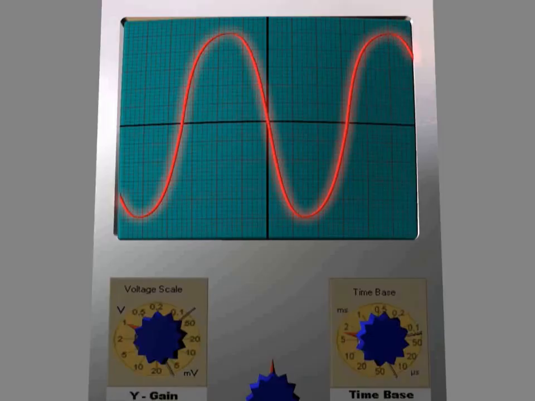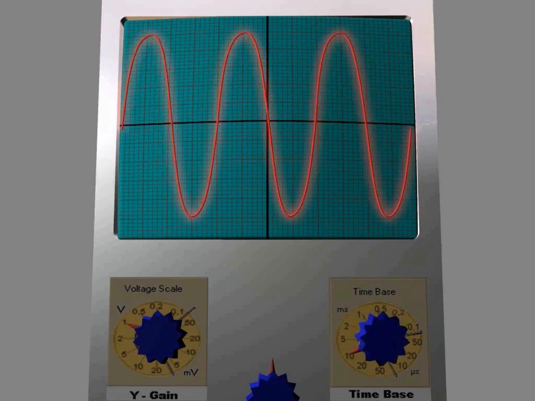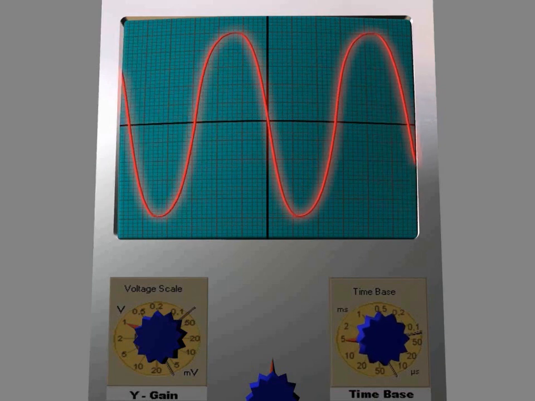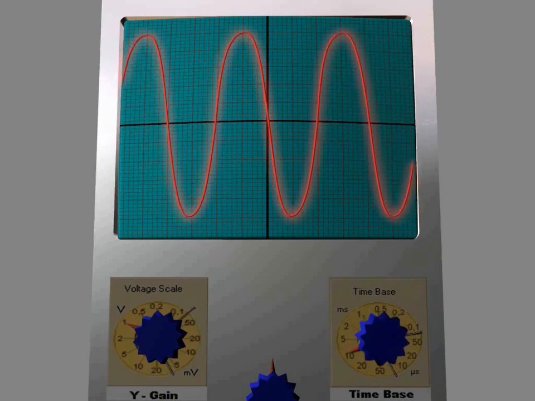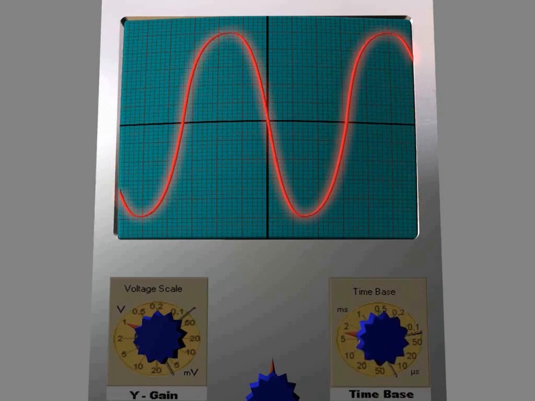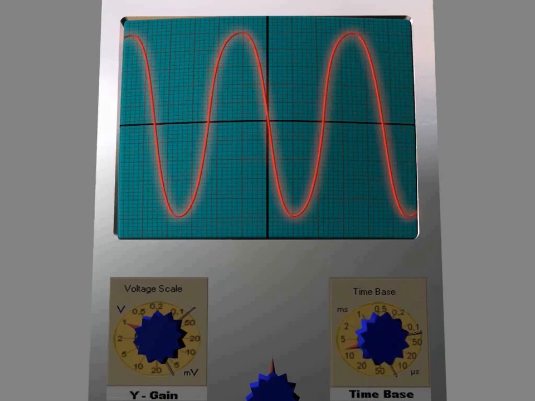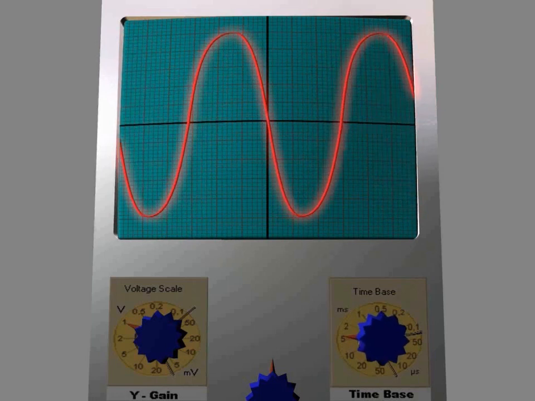This part will show the main controls of the CRO. The first control is the time base, and it controls the scale settings of the X-axis, which represents the time axis. It can make the signal wider or narrower for easier readings. Large scale causes more waves to be on the screen. A small scale causes fewer waves to be on the screen.